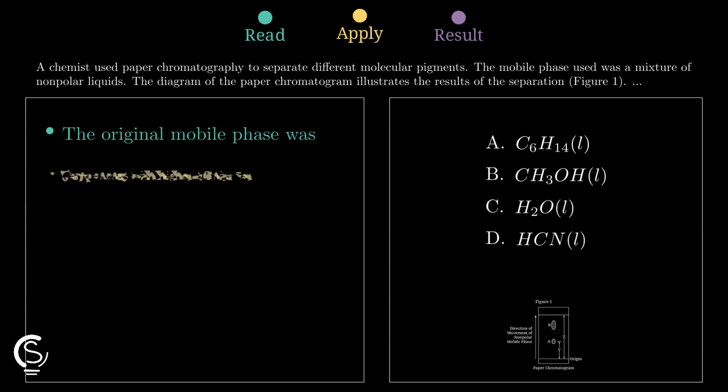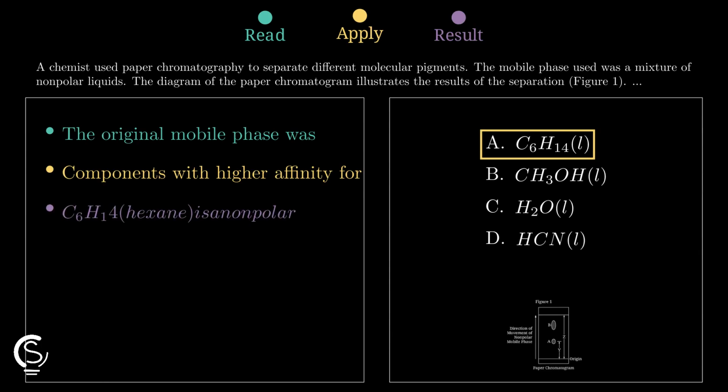Hexane, option A, is a nonpolar hydrocarbon. It matches our original phase perfectly, making it the correct choice for this chemistry experiment.